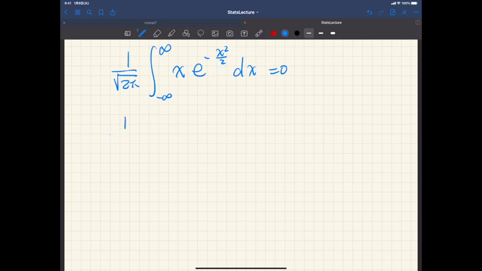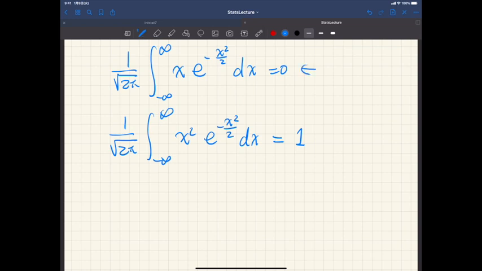And then try this one next: x squared. You can calculate this integral by integration by parts or something like that, and you should find this is equal to 1. But the mean is 0, so this is actually the variance of the standard normal distribution.